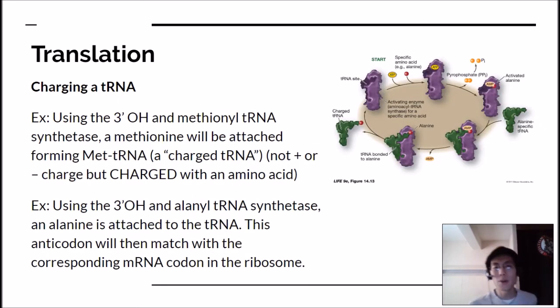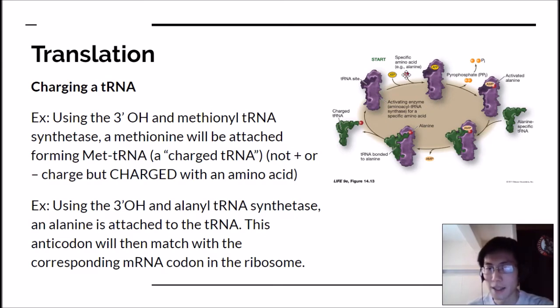But before you actually can have a useful transfer RNA, you need to charge it. And what I mean by charging is basically using an enzyme. In this case, it's called a tRNA synthetase. This is a purple thing over here that will basically allow for the attachment of an amino acid onto a specific tRNA using a specific tRNA synthetase.